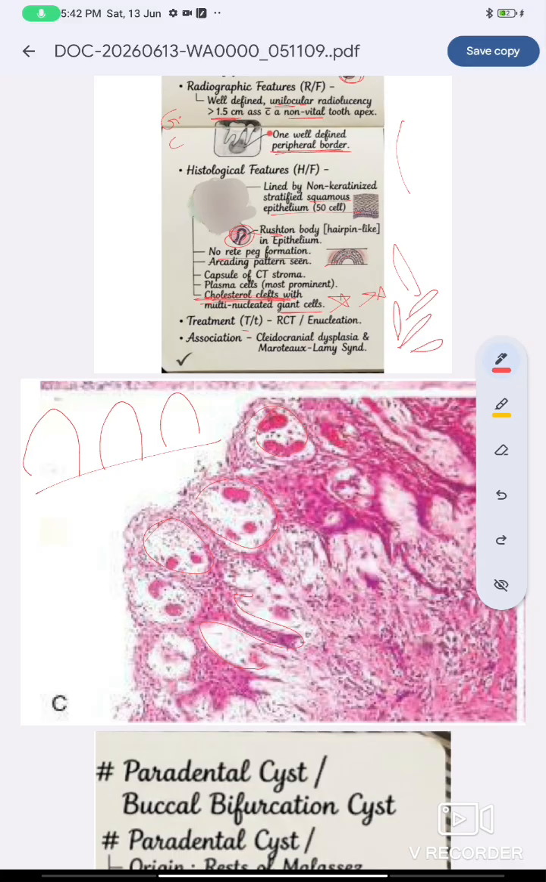Treatment, it may be RCT or enucleation. RCT is done in case of a true cyst... RCT is done in case of a bay cyst. Bay cyst is the one that opens into the apical foramina. So this is the root, the cyst opens into the apical foramina of the root. Then RCT can be used to drain the content of the cyst. If there is no communication between the root and the cyst, then enucleation and endodontic surgery is the choice of treatment.